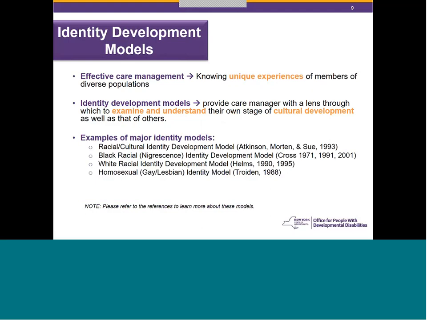If you think that certain cultural groups act or behave in a distinct manner, your observation is correct. And each of these models are designed for a specific cultural group to help you examine and understand your own stage of cultural development by understanding those behaviors and mannerisms of other cultural groups. Typically, identity development models have stages. Those you see listed under the third bullet are Atkinson, Morton, and Sue's racial cultural model, Cross's Black racial model, Helm's white racial model, and Troyden's homosexual, gay, and lesbian identity model.